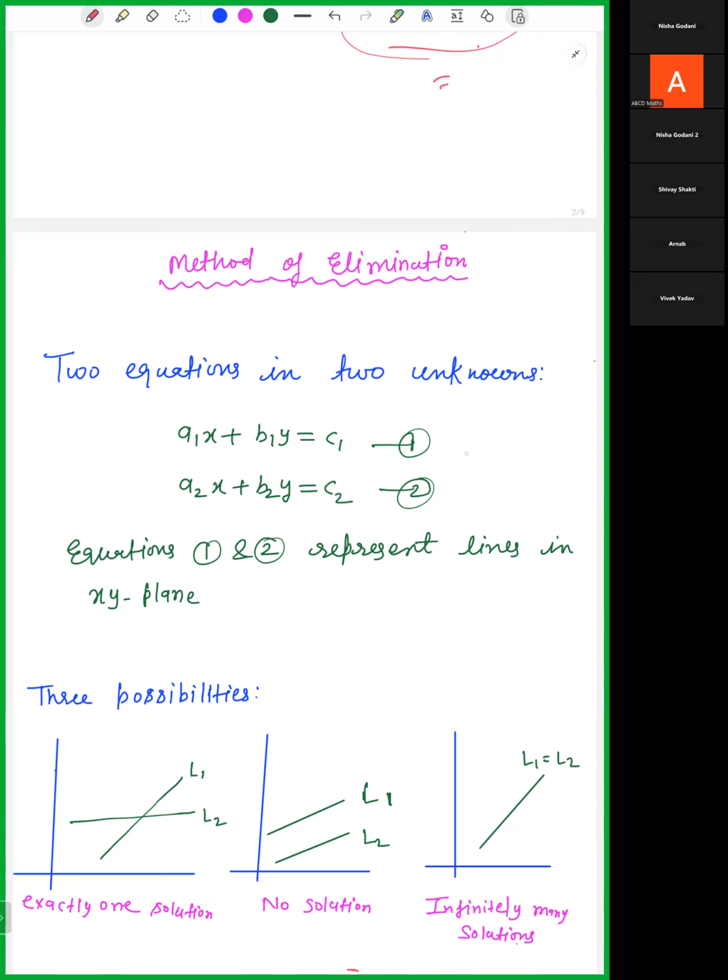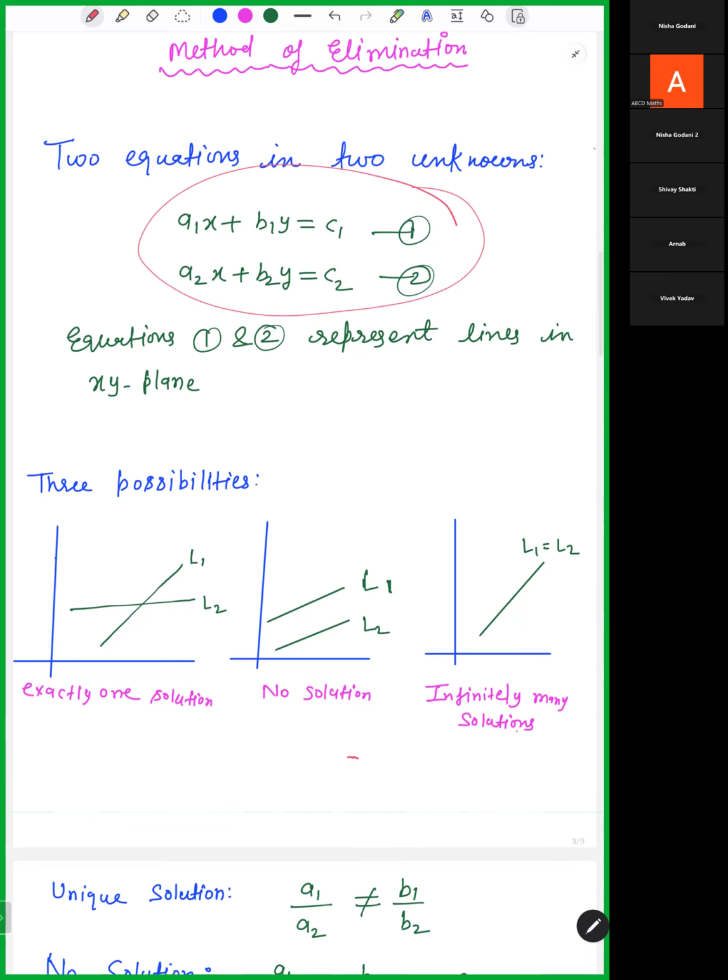You have this system of two equations. If you have two equations in two unknowns, then there are three possibilities. Actually, each of the equations is representing a line in the plane. You can draw the line a1x plus b1y equal to c1, and another equation also. These are actually the equations in the xy plane, and these can be drawn very easily.